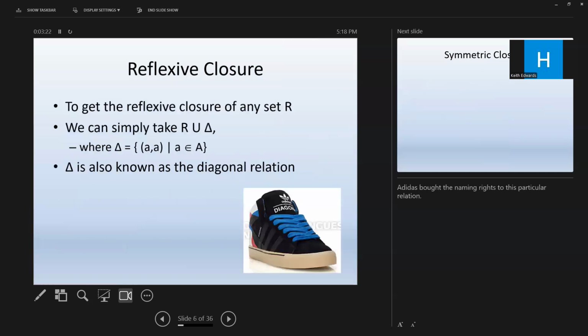So how do you construct that? Well, this one's pretty simple. We just basically take R and union it with the delta, which is {(a,a) | a is a member of A}. Delta is also known as the diagonal relation.